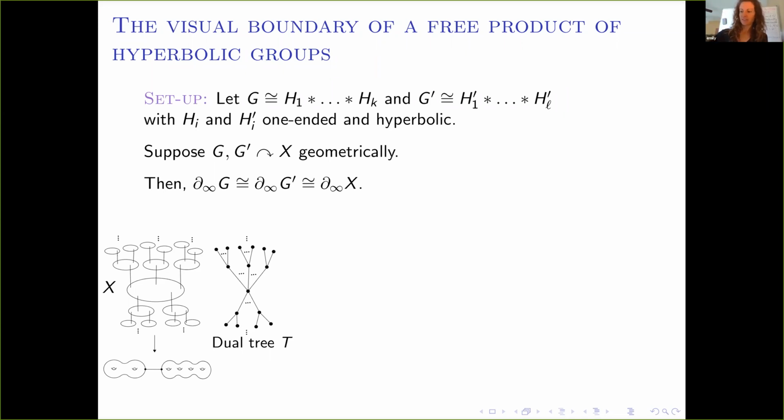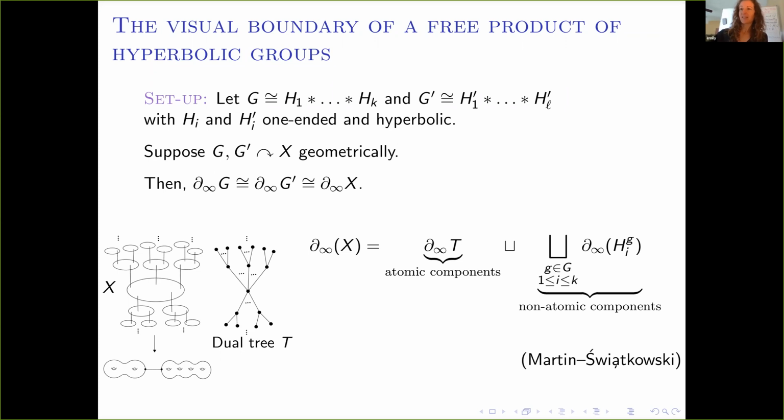And work of Martin and Swiatkowski describes in detail the topology of a free product of hyperbolic groups, and in particular, as a set, the visual boundary of the space X can be written as a disjoint union of components of two different types. So first, there are atomic components, which correspond to the ends of the tree T. Those are geodesic rays in the space X that leave every vertex space. Those are singletons in the boundary.